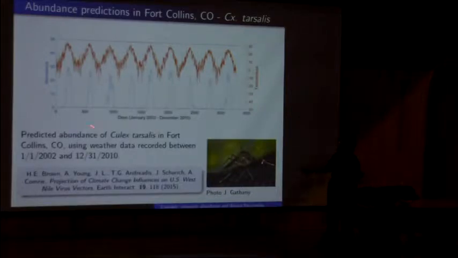So anything that's really very small is irrelevant. It's just a technicality. So essentially what you see is that the abundance of mosquitoes is following temperature.